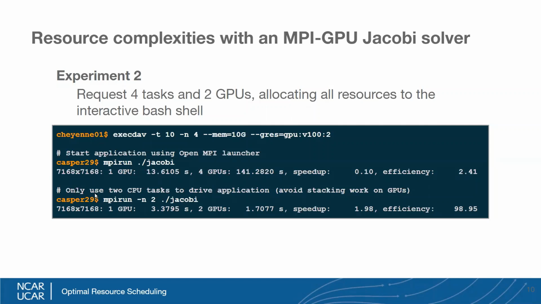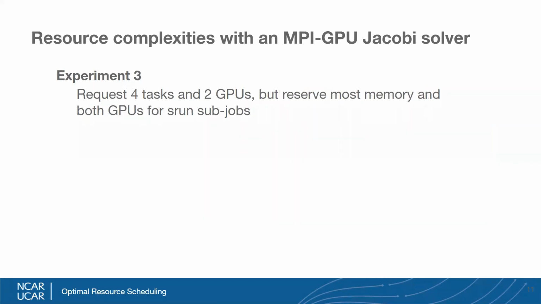So what we can do instead is say, I'm going to use 2 CPU tasks to drive the application, so I'm going to avoid stacking work on these GPUs. And finally, we're seeing the performance that we would expect. So we have a performant case on a single GPU, and we have about double the performance on 2 GPUs. So this is scaling great now. But you can see how if you don't think carefully about those resource requests and how you run them, your performance can be pretty poor, and you might not know why. At least not without doing some experimentation.